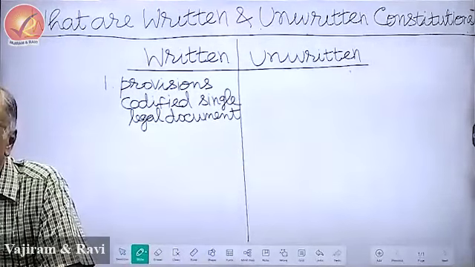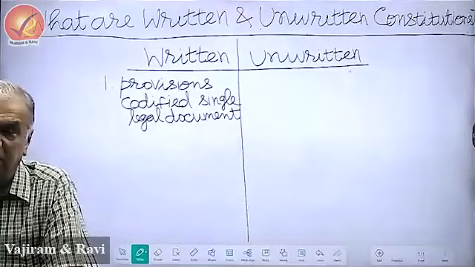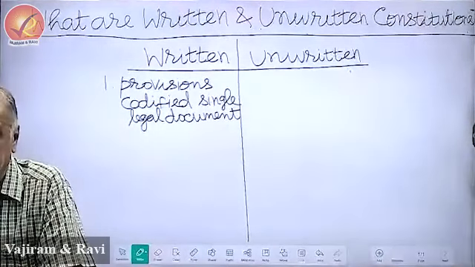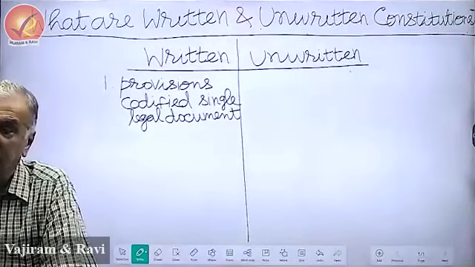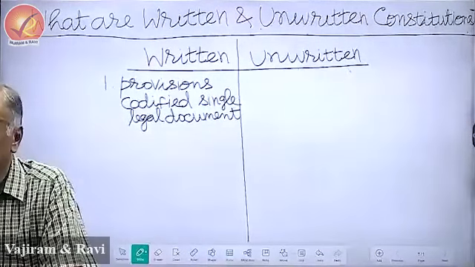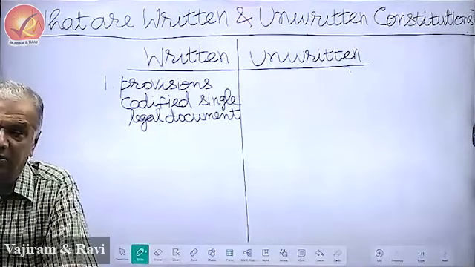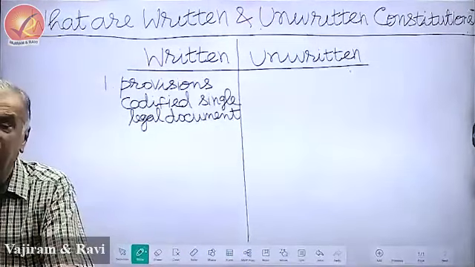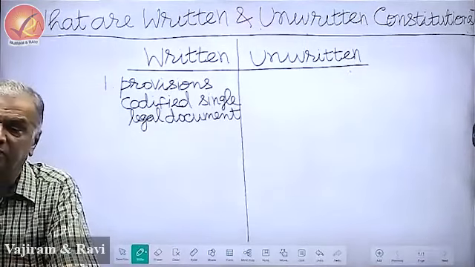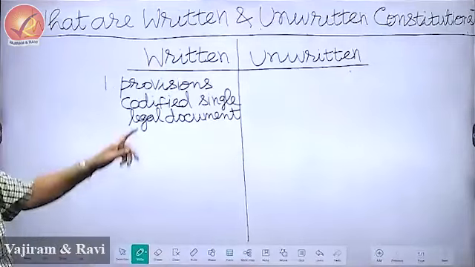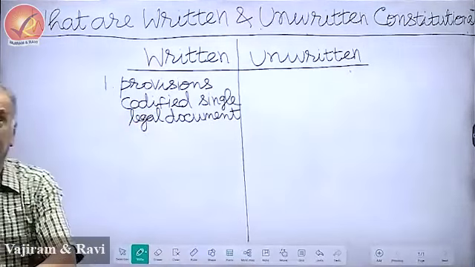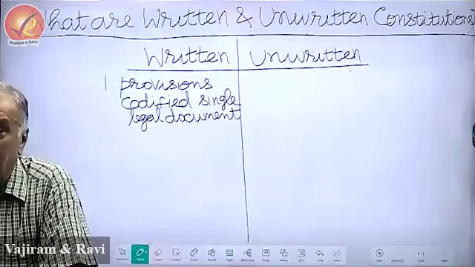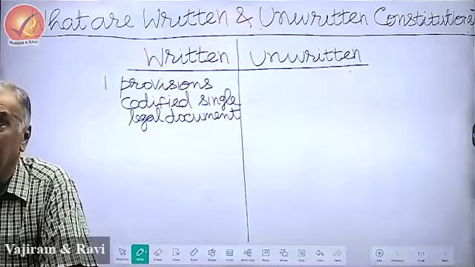Provision means whatever is written down in a constitution. For example, the 450 articles found in the Indian Constitution, the clauses and the subclauses, the 25 parts of the Indian Constitution, the 12 schedules of the Indian Constitution, all of them are collectively known as the provisions of the Constitution. So these provisions are all codified. Codification means systematic arrangement. These provisions are all well organized in a logical order.